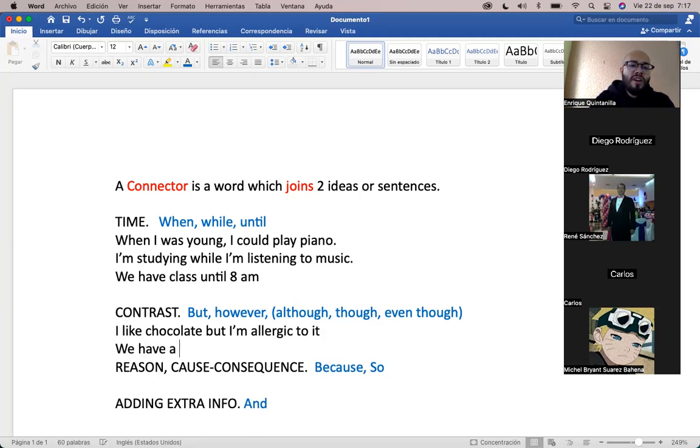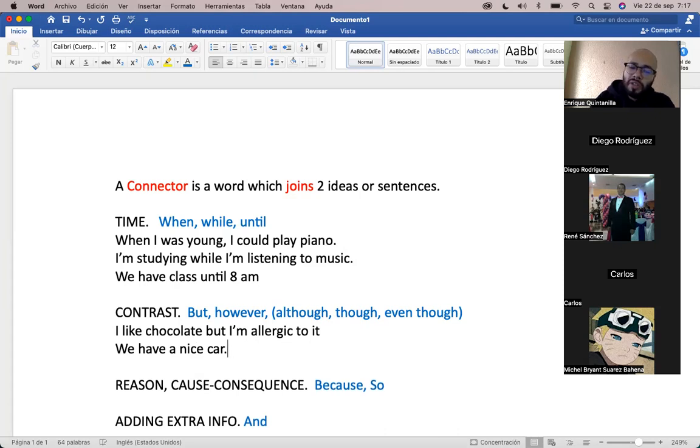We have a nice car. However, and normally however is used after a period. However, we haven't got a house. Yeah, unfortunately. We have a nice car. However, we haven't got a house.